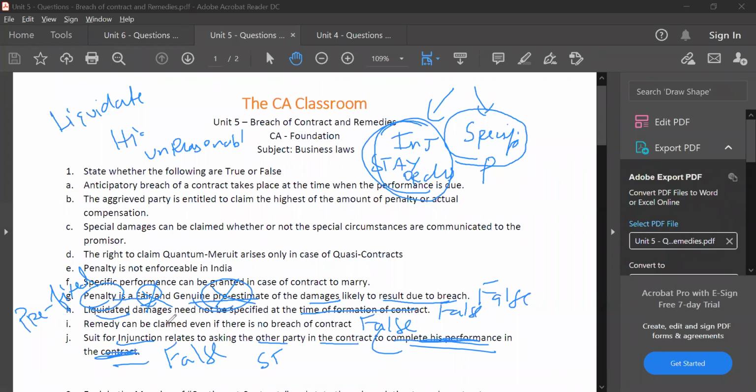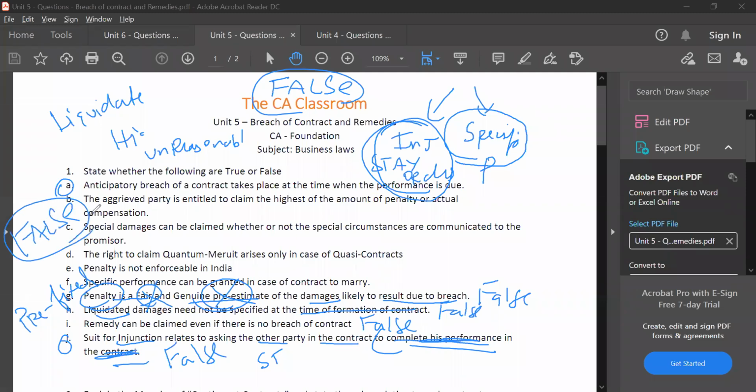Injunction is not to do something, stopping him from doing something. Or if he is doing something which he should not do, then you should again ask him to stop. This is the answer for all the 10 true or false. So I'll give you simple. All the 10 true or false for this unit is false. Question number A to J, everything is false.